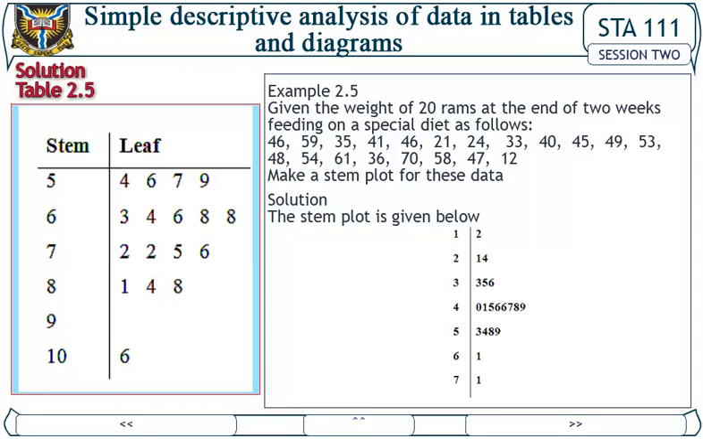Example 2.5. Given the weight of 20 rams at the end of 2 weeks, feeding on a special diet as follows. Make a stem plot for this data. Solution. The stem plot is given below.